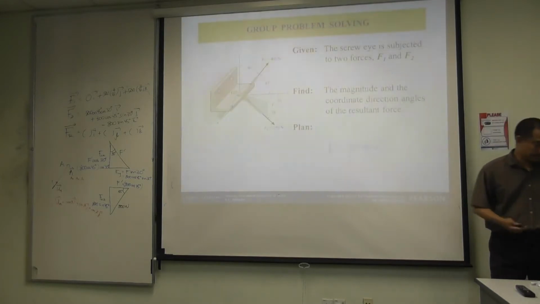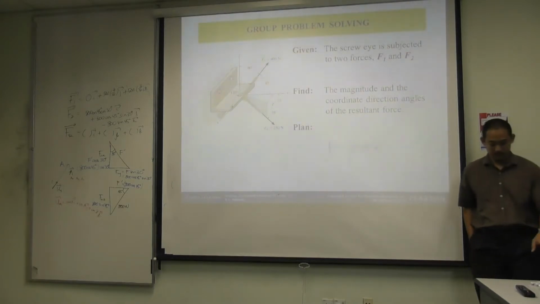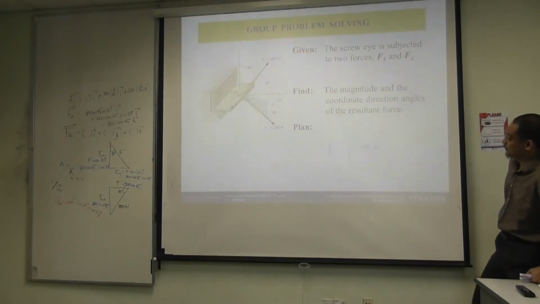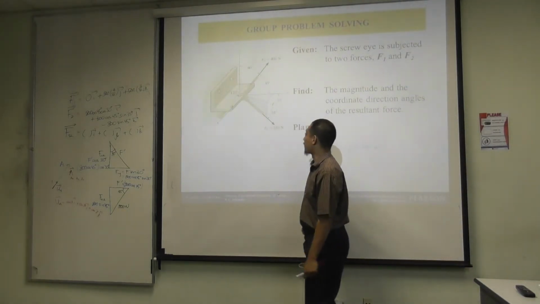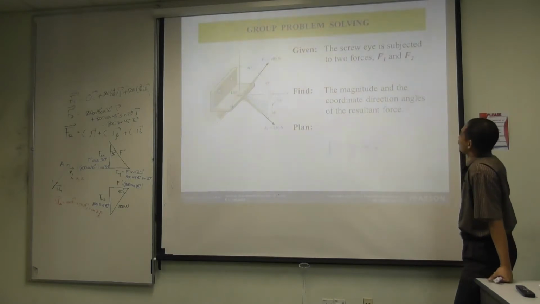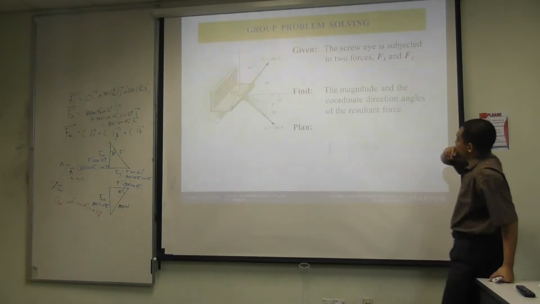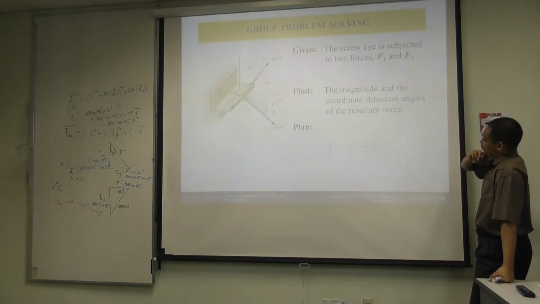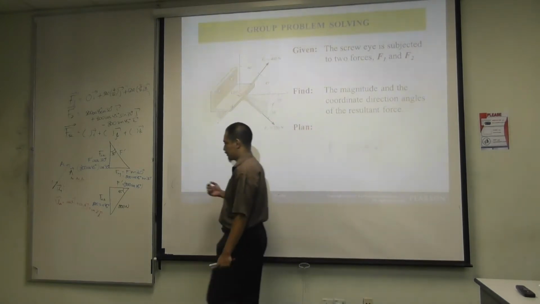Okay, we'll skip this one. Now, let's try this one. Let's see if you can deal with this, right? Here the difference is you also have alpha, beta, and gamma. So the question is, we have basically still two forces, F1 and F2. F1 and F2, you have the angle given. Find the magnitude and the coordinate direction angle of the resultant force. Okay, first question, do you understand the question?